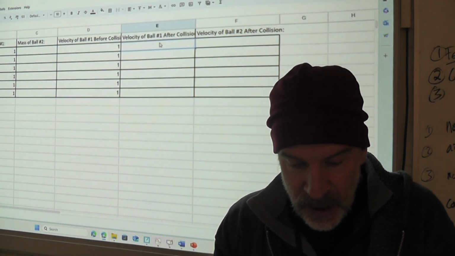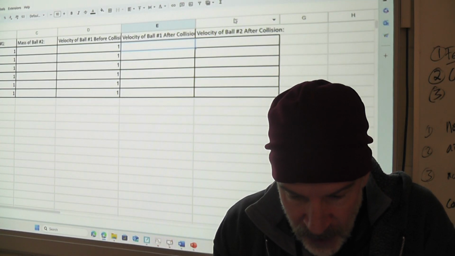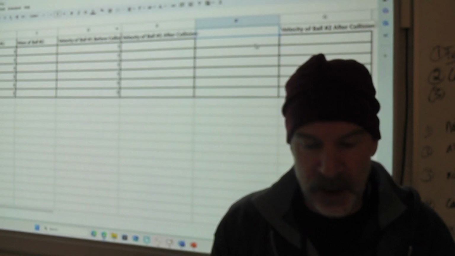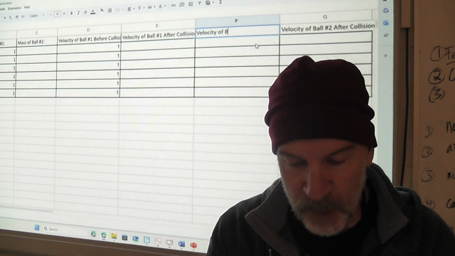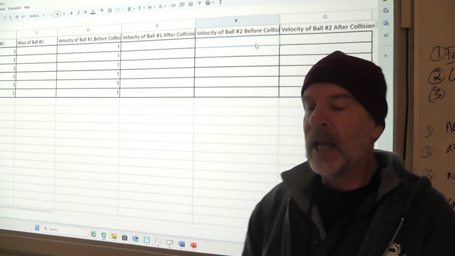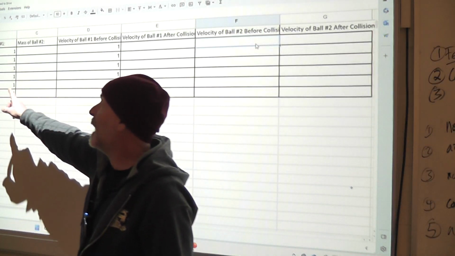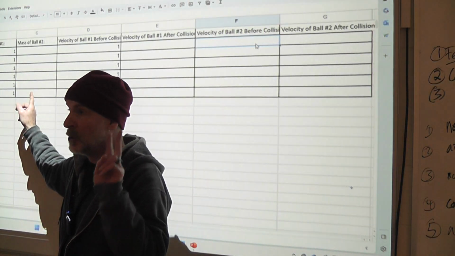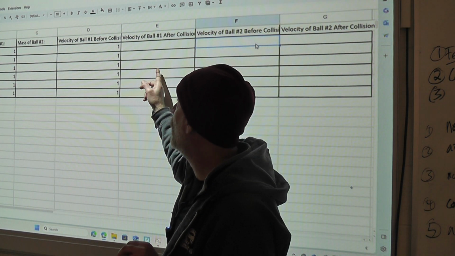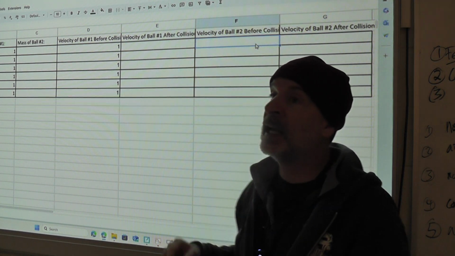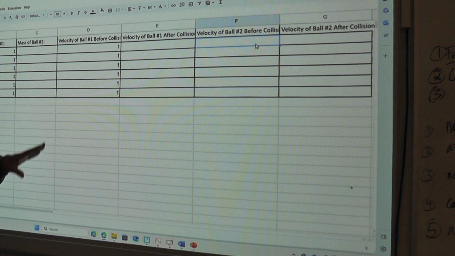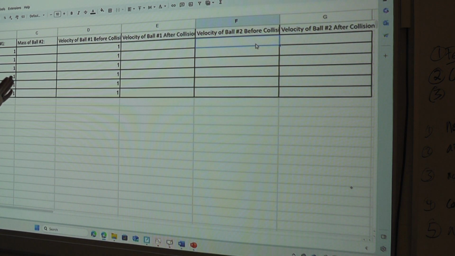And then I'm going to add another column, and that's going to be my velocity of ball number 2 before the collision. So now you can see what's going on. I've got 2 objects, which means I have 2 masses, and each object has 2 velocities, 1 before, 1 after. It gets really tricky keeping track of this stuff. The spreadsheet will help, so that's why I'm encouraging you to put this on a spreadsheet.